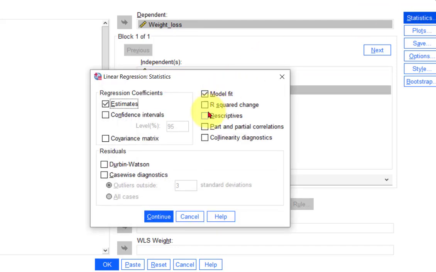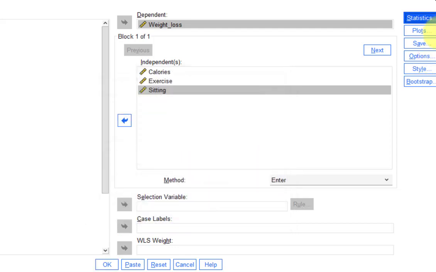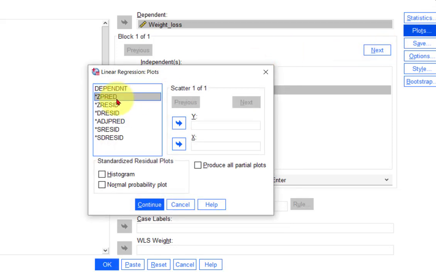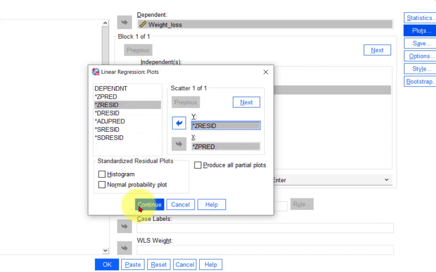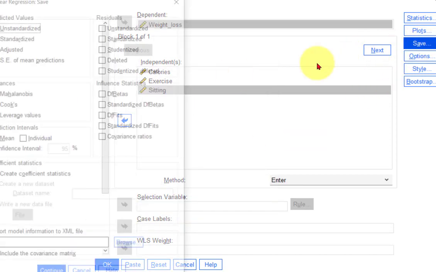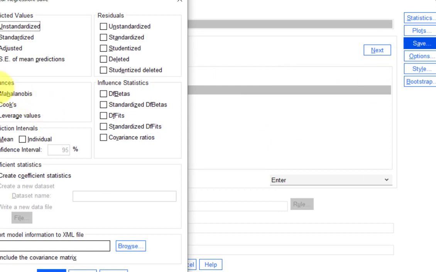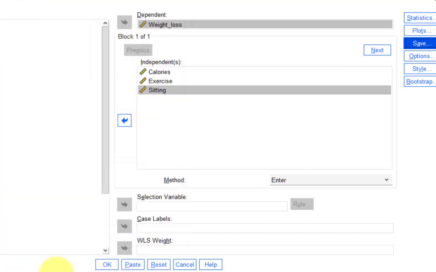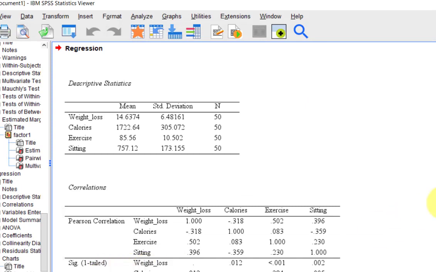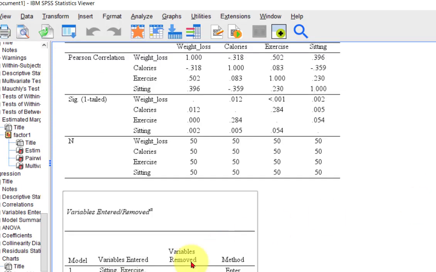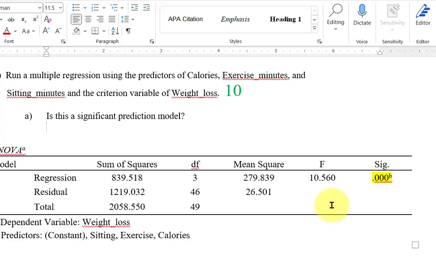Always do the right side. Again, this checks a lot of the assumptions for us. And plots. This is the hard one. This is the homoscedasticity. Hard to say. Harder to spell. And this looks at Mahalanobis. That's the no multivariate outliers and the rest of that stuff we don't need. Click OK. All right. There's our output. So let's go back to the answer sheet and let's see if I can't do it that way.